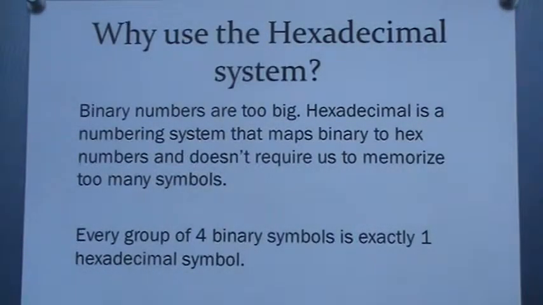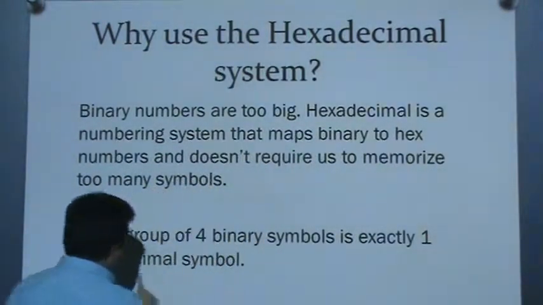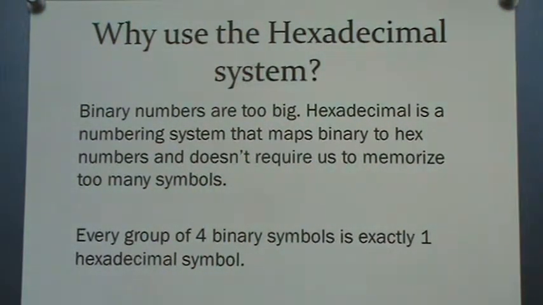So why would we then use the hexadecimal system? The hexadecimal system is basically due to the fact that binary numbers are too big. There's too many zeros and ones to represent a small number. So we'd like to have some kind of a shorthand. And it's kind of complicated to convert to the decimal system. If we take 4 zero or one symbols, which in a computer they call bits, 0 or 1 in binary, every group of 4 binary symbols is exactly equal to 1 hexadecimal symbol. So I think I have a chart of those two together.